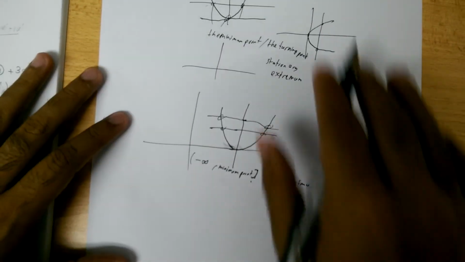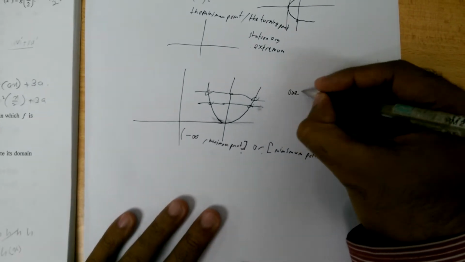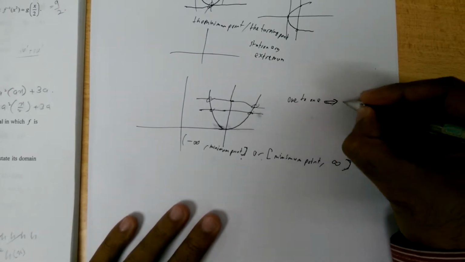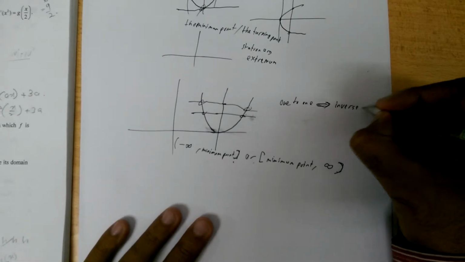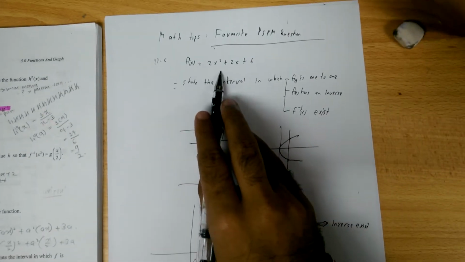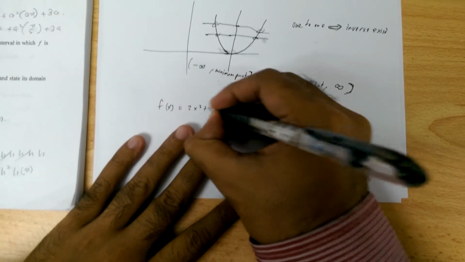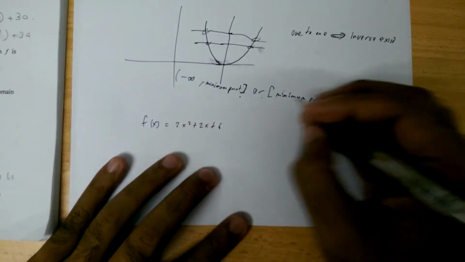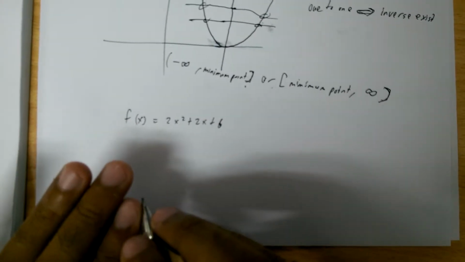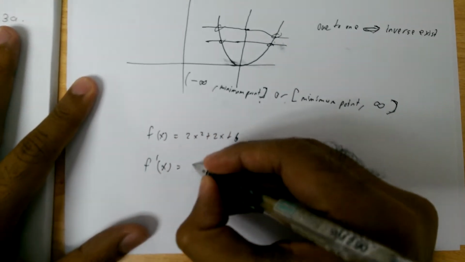So let's have a look at this question. When will it be 1 to 1? Remember this, when it's 1 to 1, it also means it has an inverse. Inverse exists. Let's have a look at this question. Don't worry, I rewrite it again down here: 2x squared plus 2x plus 6. How are we going to find the minimum point? The easiest way of all is by differentiating it and making it equal to 0.